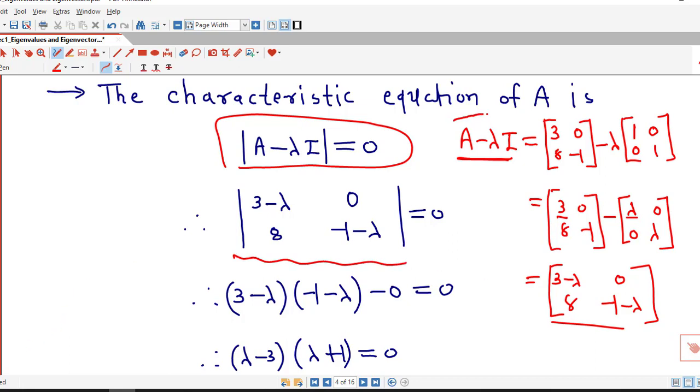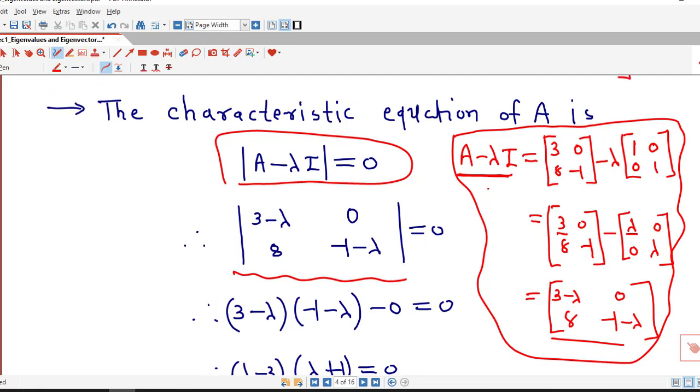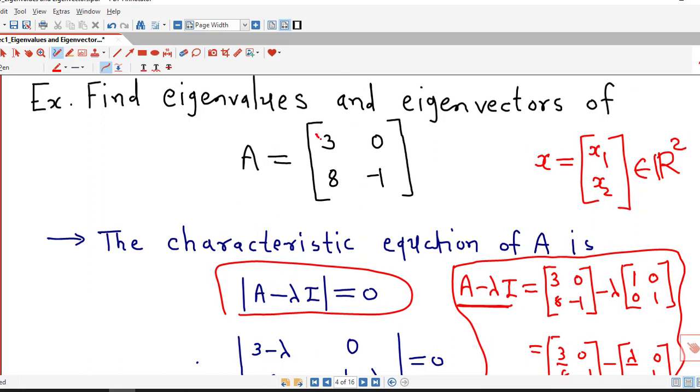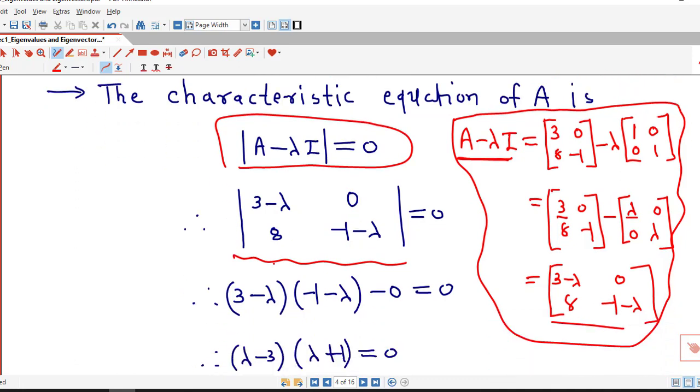Every time, we don't have to consider this type of thing. We can directly write down this matrix A minus lambda I by subtracting lambda from the diagonal elements. Here the diagonal elements are 3 and minus 1, so we subtract lambda from 3 and minus 1, and we keep these two entries as they are. So we can directly write this step: determinant of A minus lambda I is 3 minus lambda, minus 1 minus lambda, and we keep 0 and 8 as they are.